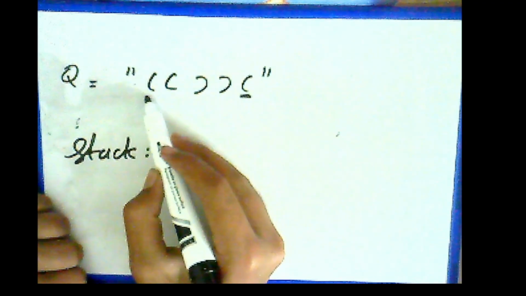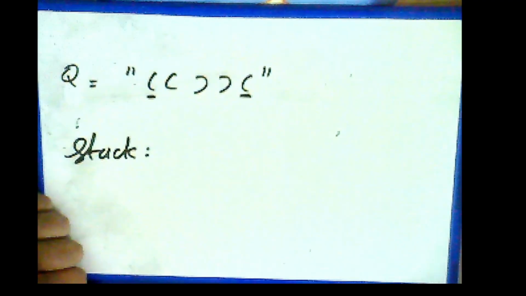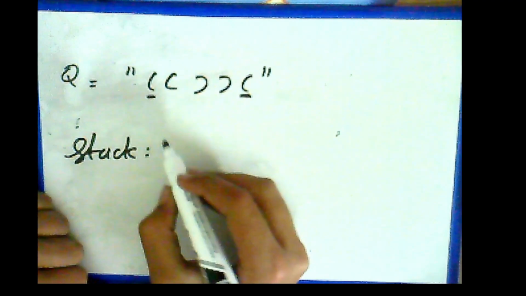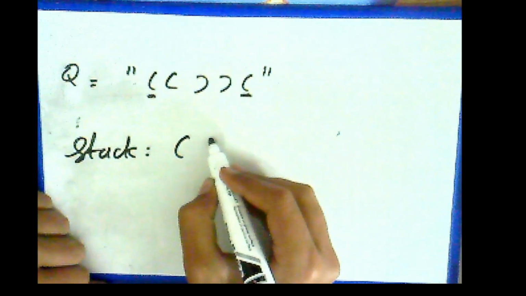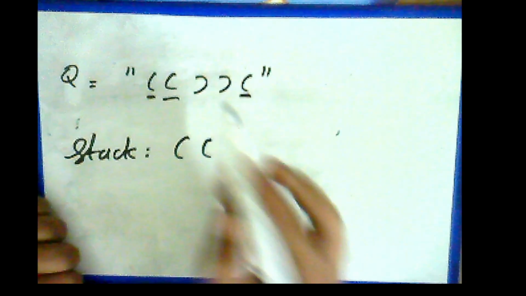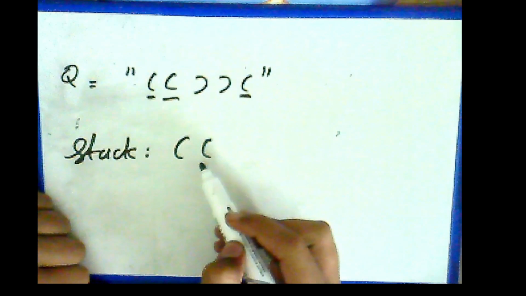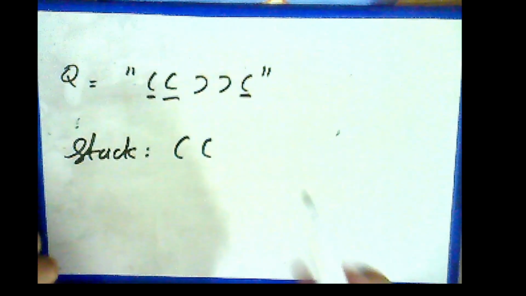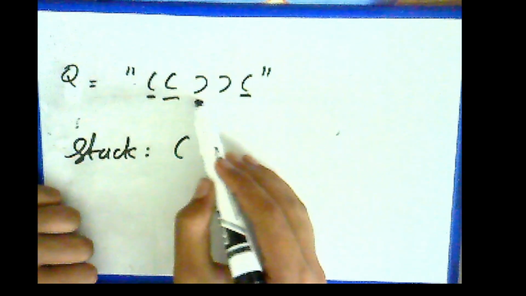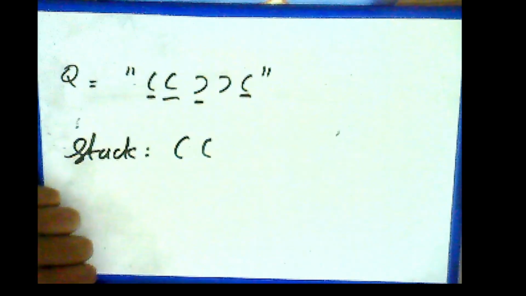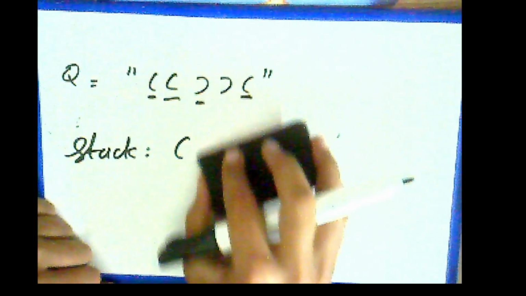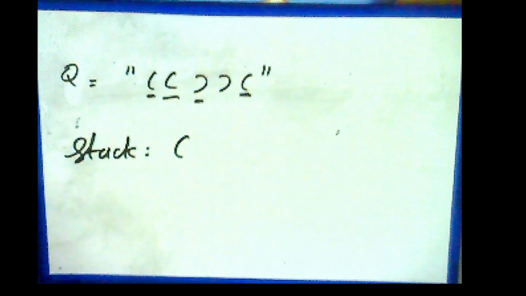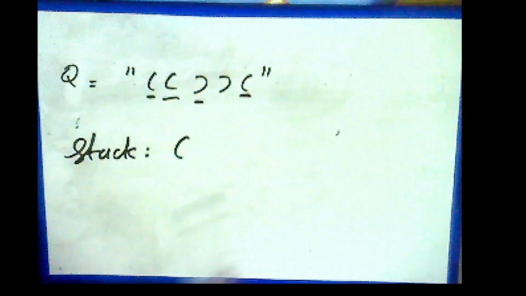and we can check: is this an open bracket? If it is an open bracket, we can just add it to the stack. As you can see, this is also an open bracket, so it also gets appended to the stack. And now we have come to a closed bracket. Now when you see a closed bracket, you remove, or actually pop, a bracket from the stack.